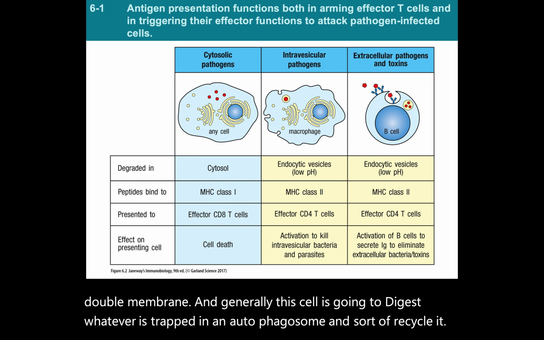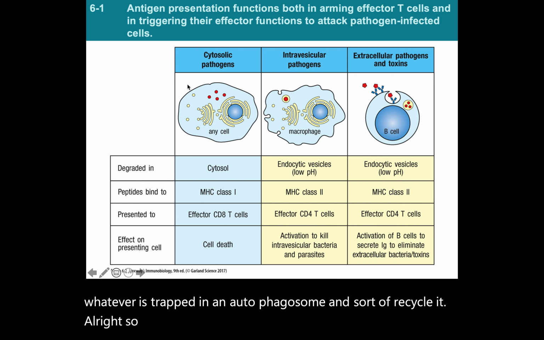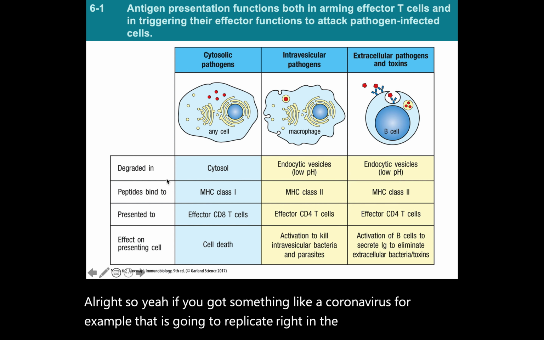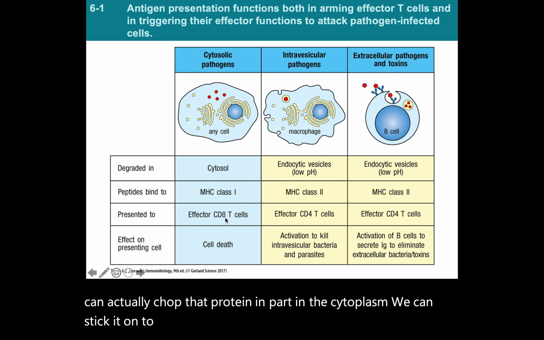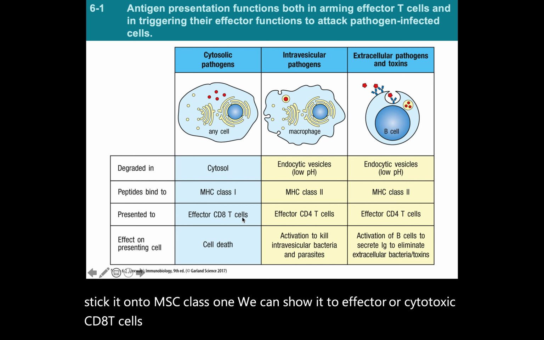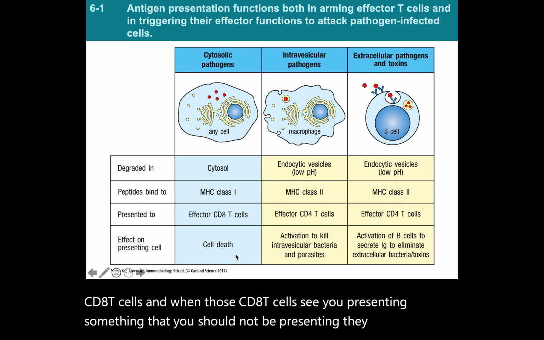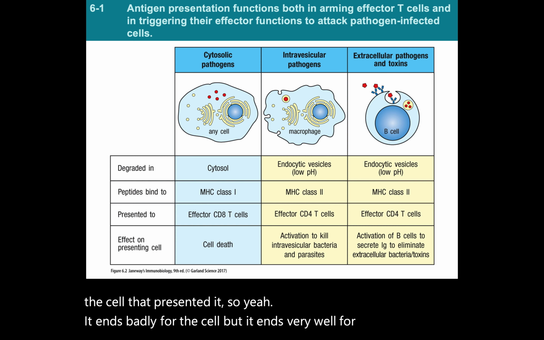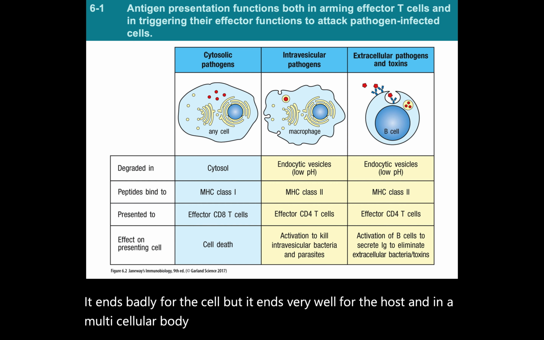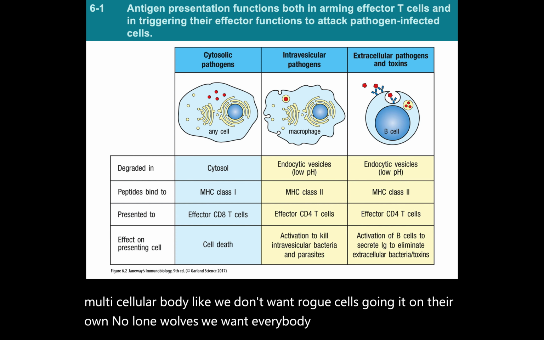If you've got something like a coronavirus, for example, that is going to replicate right in the cytoplasm, then we can chop that protein apart in the cytoplasm. We can stick it onto MHC class 1. We can show it to effector or cytotoxic CD8 T cells. And when those CD8 T cells see you presenting something that you should not be presenting, they will kill the cell that presented it. So it ends badly for the cell, but very well for the host. In a multicellular body like ours, we don't want rogue cells going it on their own. No lone wolves. We want everybody being a team player.